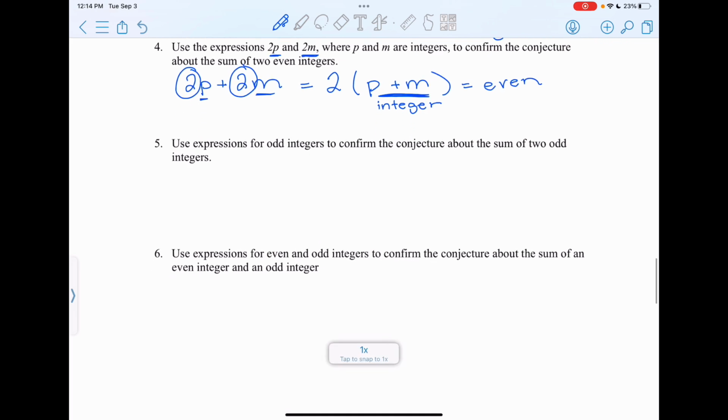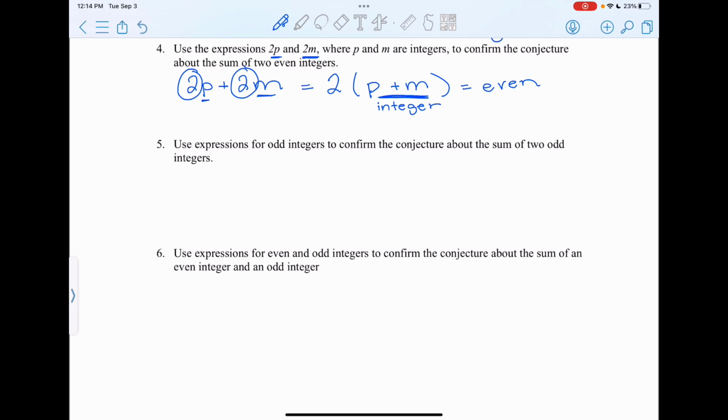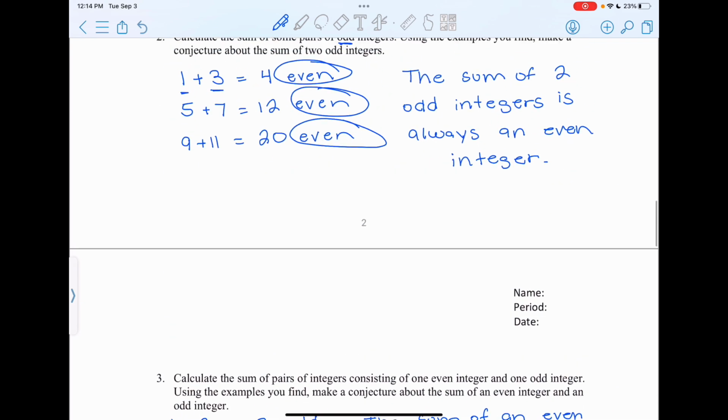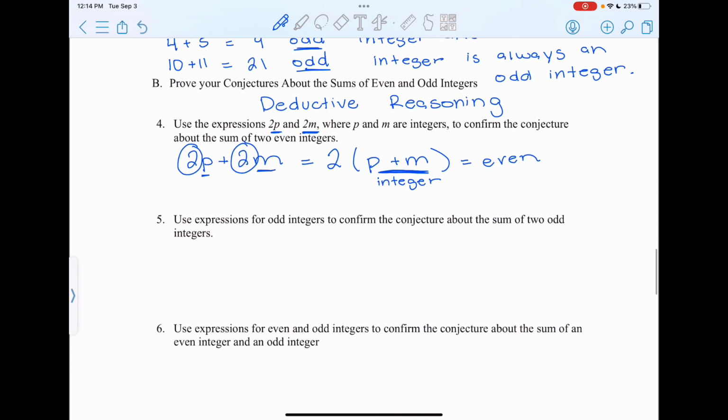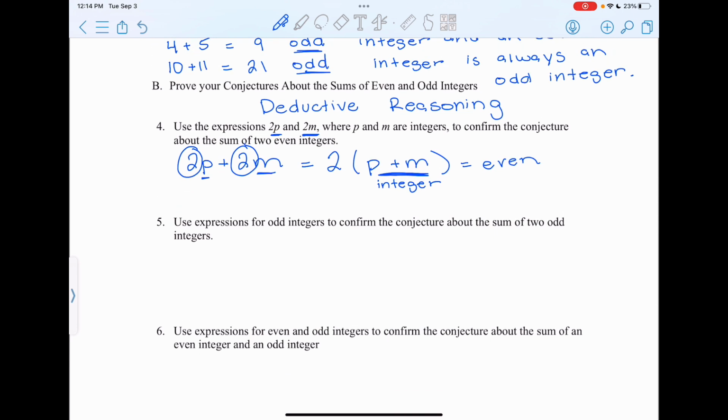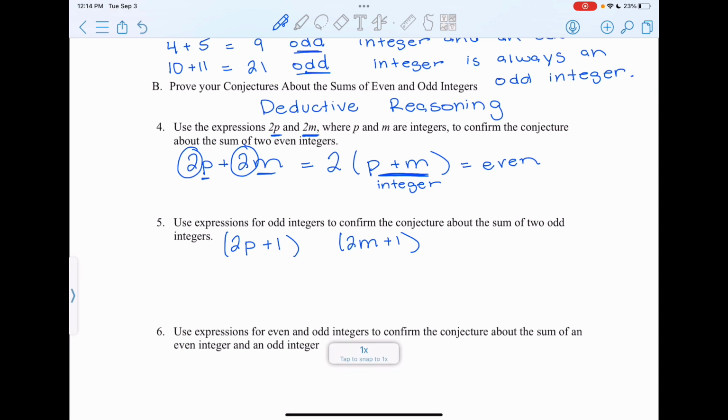Number 5 says use expressions for odd integers to confirm the conjecture about the sum of two odd integers. So we set up here that if we ever add two odd integers, it always comes out even. Let's see if this is true. Notice how in 4, I used the expressions 2p and 2m to represent even integers. To represent an odd integer, I'm going to say 2p plus 1 and 2m plus 1, where p and m are integers.